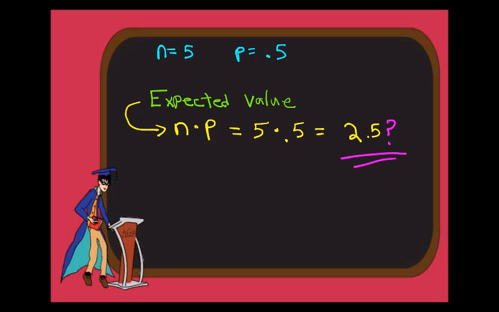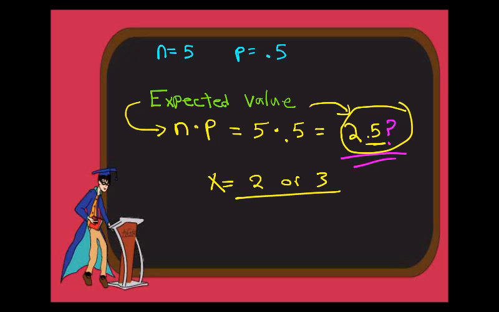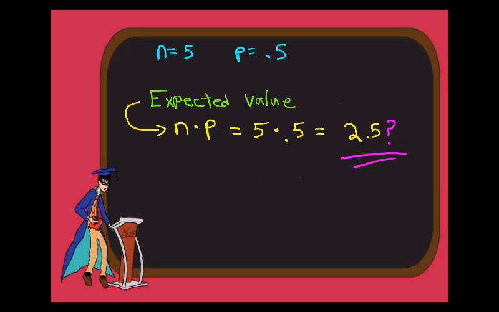Wait a minute. We said that x has to be regular numbers like 1 or 2 or 3. Well, that's perfectly fine. The expected value can be any number, and it can be decimal values. It just means that we should expect x to be around 2 or 3. Make sense? Good. And by the way, for those of you who aren't as familiar with it, we often refer to the expected value as the mean of the distribution. Okay?